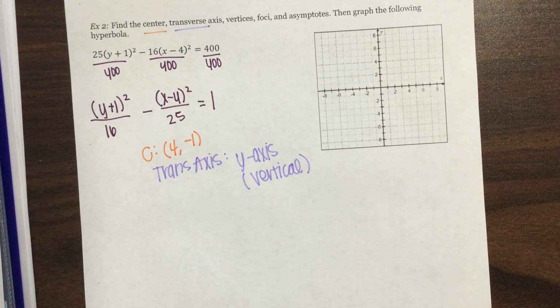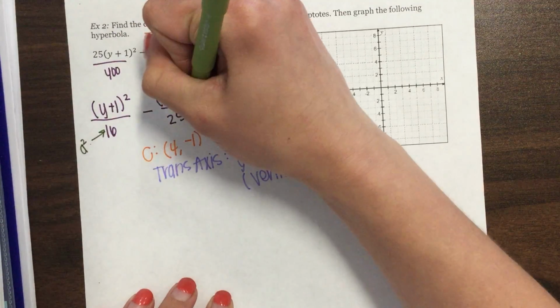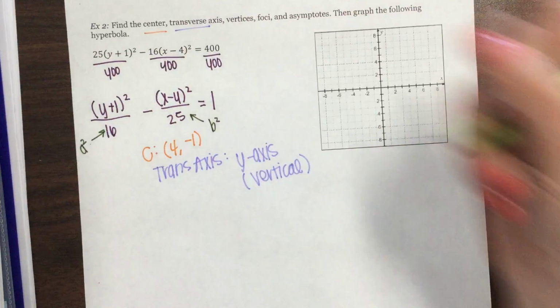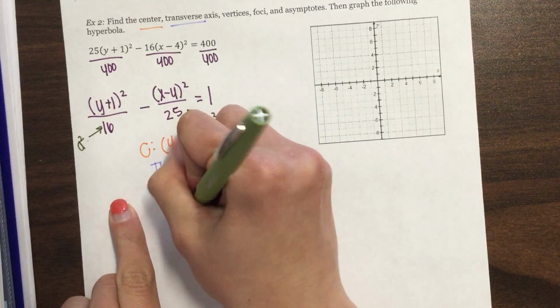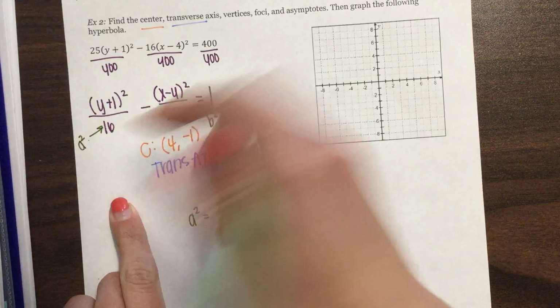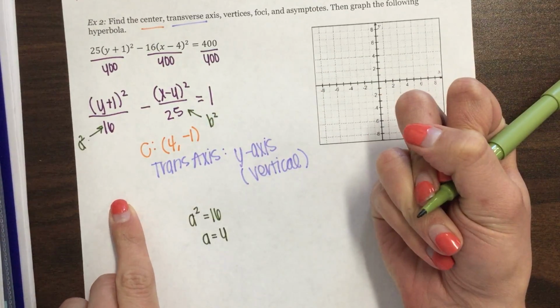Now let's find our vertices. To find our vertices, we have to use a squared and b squared. Remember, the first one is always a squared. The second one is always b squared. And notice here, a squared is smaller than b squared, but it's still a squared because it came first. So if a squared equals 16, that means a equals 4.